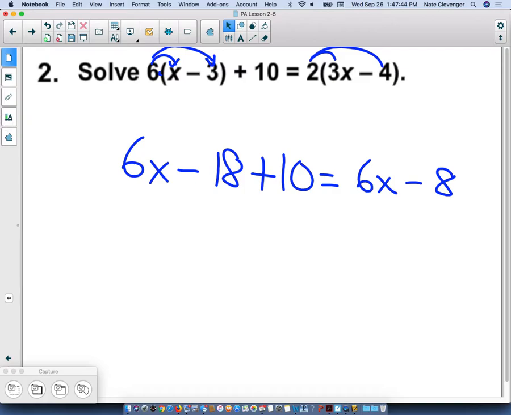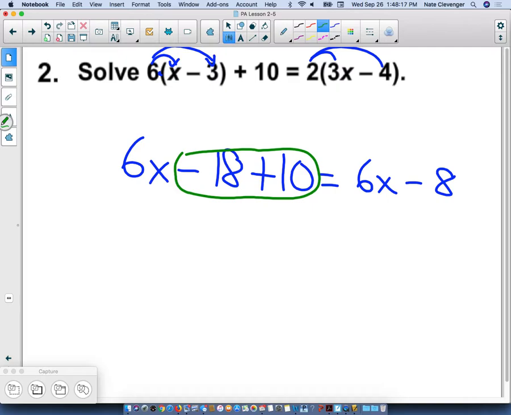Anybody have any thoughts on what we need to do now before I start solving here? Katie? Do no more with the x's. I could, but there's something I can do before that. Anybody see what we can do to simplify, Ryan? You can add 18 to 10. Okay, let's go ahead and combine this. They're on the same side of the equal sign, right? So let's take our negative 18, and that is negative 18, not a positive 18. Negative 18 plus 10. Let's simplify that. So we have 6x minus 8 equals 6x minus 8.